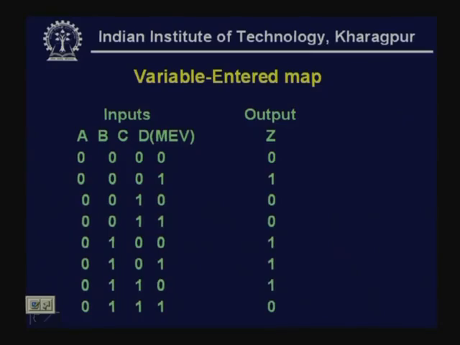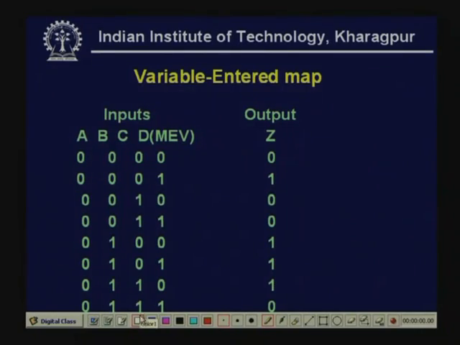If we draw the normal Karnaugh map, it should be a 16 cell, that means 4 by 4 table, 4 by 4 map. Instead of that, we have reduced it into 3 variables. I have taken ABC as the normal variables, and D as the map-entered variable. So now, this is for the first one. So this output Z is nothing but D.